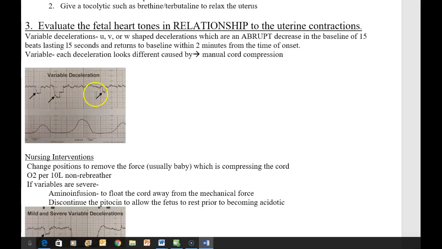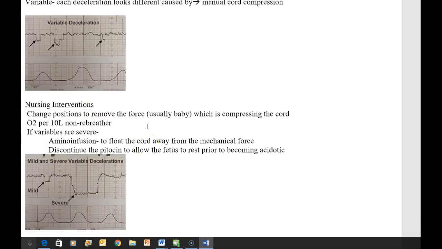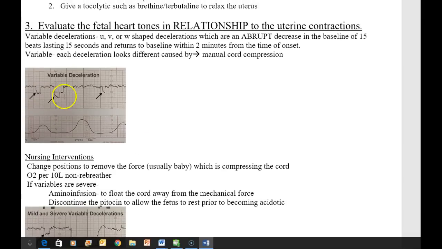this one's a U shape. You can see down here, here's a severe one that's a big U shape. And they're just very abrupt. You can see they're not smooth. They're just changes, and they don't make sense compared to the contraction. So you see a contraction and you see a variable, but really the variable has nothing to do in timing with when the contraction came.